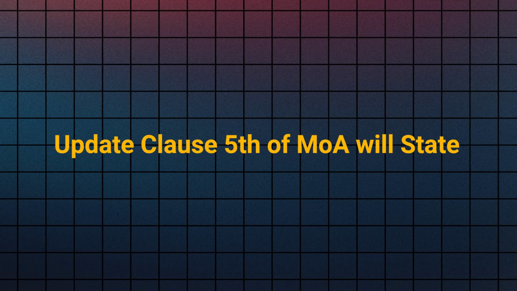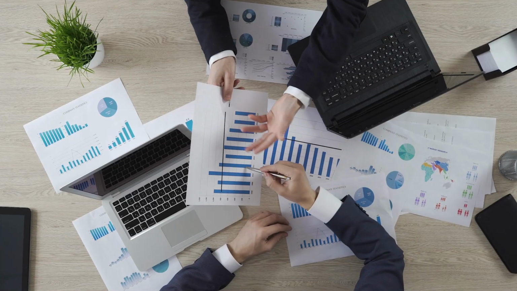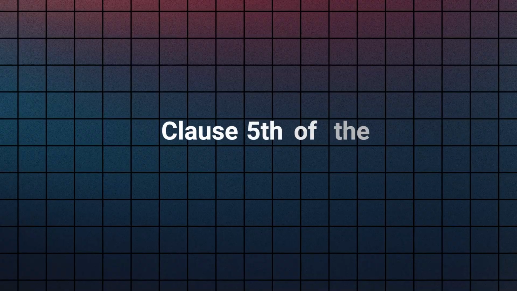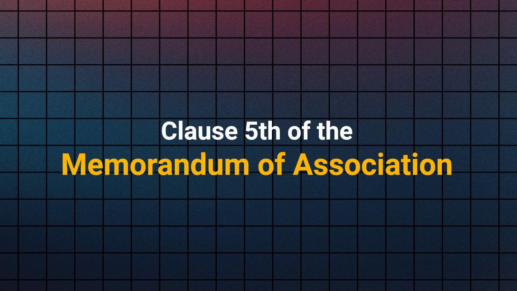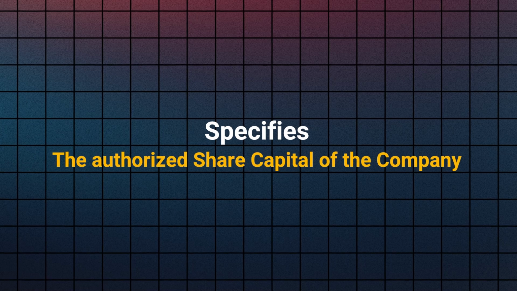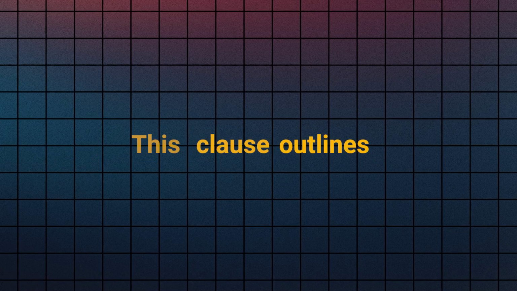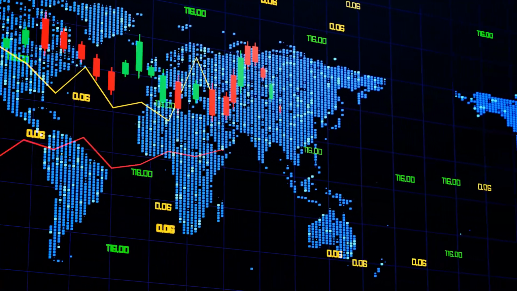Updated clause 5th of the MOA will state: the authorized share capital of the company is the new revised amount, divided into a number of equity shares of the company valued at a certain price. Clause 5th of the Memorandum of Association, as per Indian company law, specifies the authorized share capital of the company.